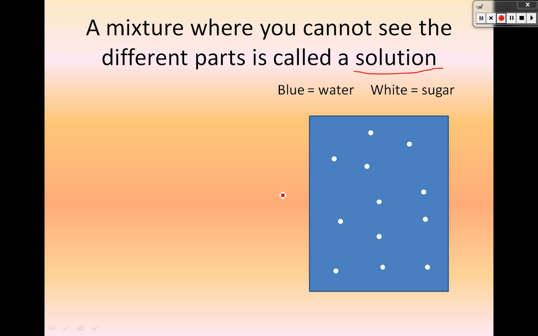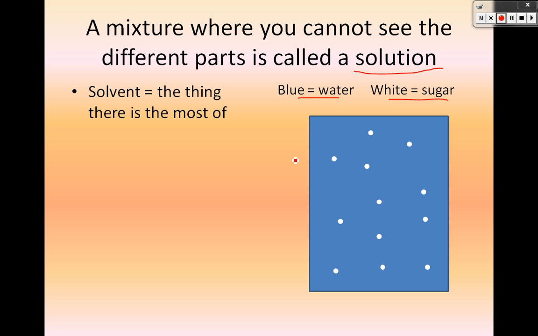So again, a little more vocabulary. In this solution, we have two different parts. We have the water and we have the sugar, and those have names. The solvent is the thing that there is the most of. So in the solution, whatever you have the most of is your solvent. The solute is everything else. Looking at this picture, what do you think the solvent is and what do you think the solute is? The solvent is the water because there's mostly water. The sugar is the solute.